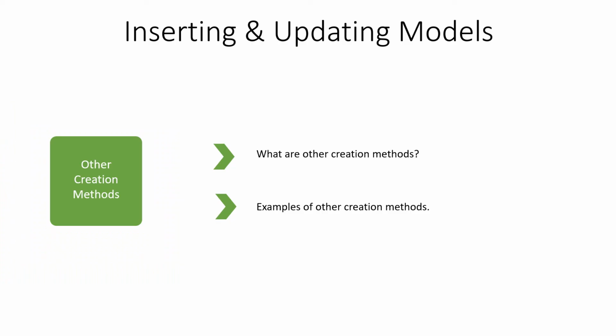So our last topic is other creation methods. In this topic we will cover what the other creation methods are and examples of them. There are three methods known as other creation methods that are used other than the methods for creating models which we discussed in previous slides. These methods are also used to create models by assigning attributes. These methods are firstOrCreate, firstOrNew and updateOrCreate.